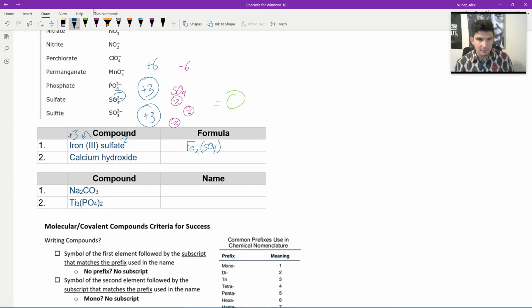It's a package deal. So if I were to say I have 3 sulfates, that means I have 3 SO4s, which is why the 3 goes outside the parentheses and the SO4 goes inside the parentheses. A very similar process with the next one.